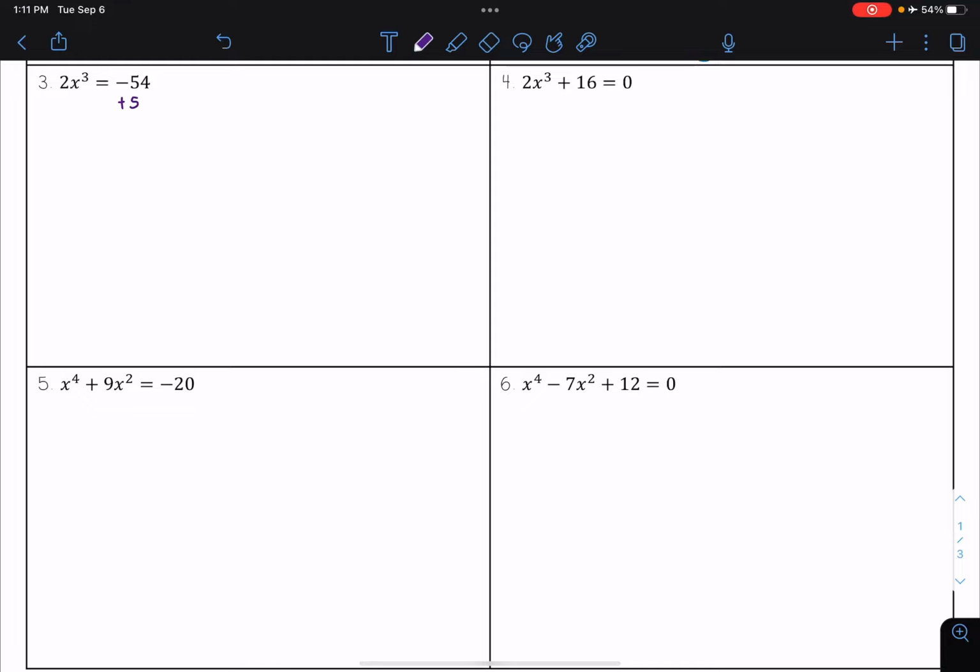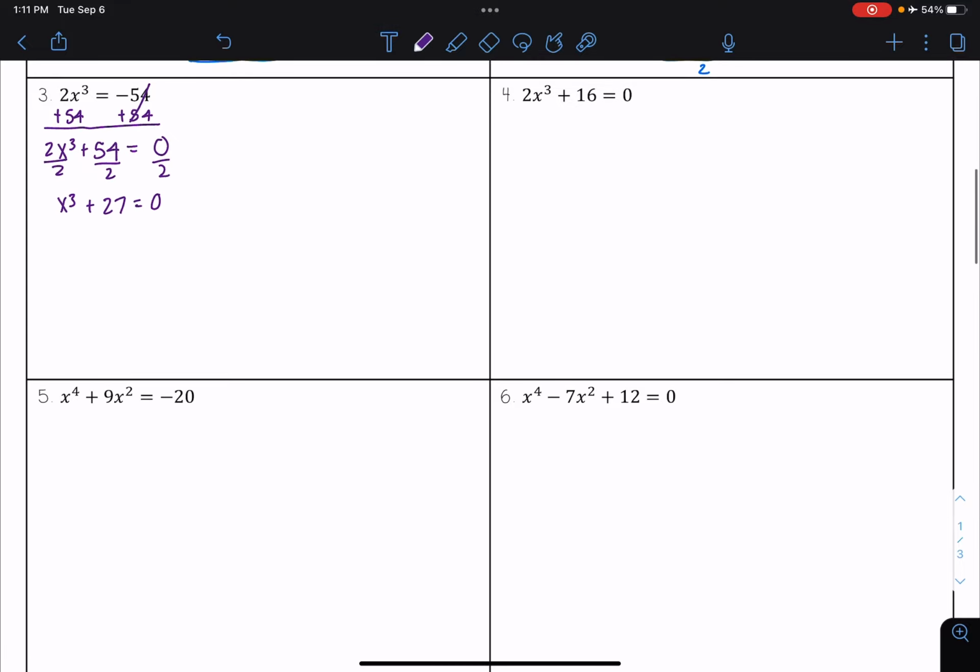So I need to add 54 to the other side, so all my terms are on one side, to get 2x cubed plus 54 is equal to 0. And then I can go ahead and divide every term by 2 to get x cubed plus 27 is equal to 0. And now I have a sum of cubes that I can go ahead and factor. So rewriting this as a sum of cubes, I really have x cubed plus 3 cubed is equal to 0. So that means that my a is x and my b is 3.